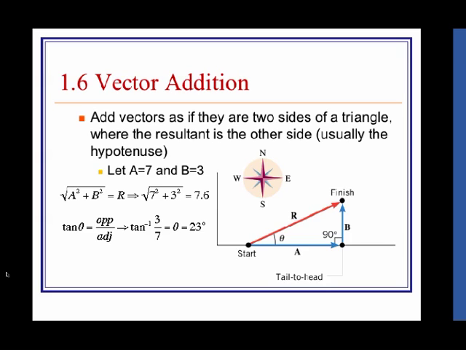If we were to solve this out using our calculator, we get an angle of 23 degrees. This is 23 degrees above the positive x-axis, or you could say 23 degrees north of east. If you notice here, the north-south directions are along the y-axis, and the east-west directions are along the x-axis.